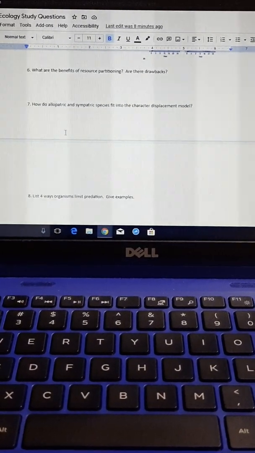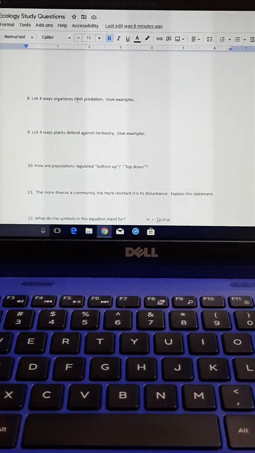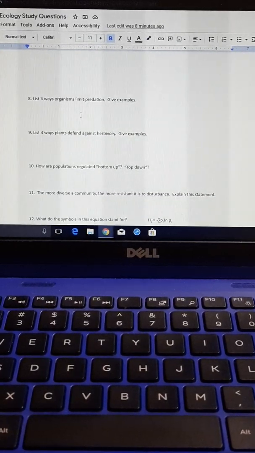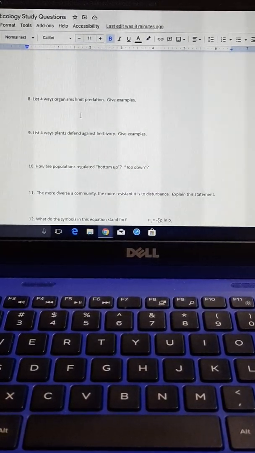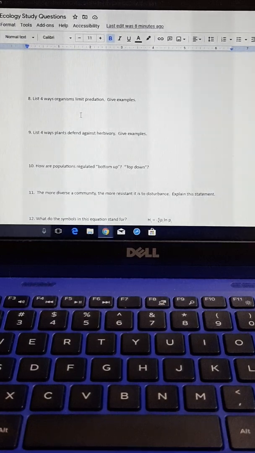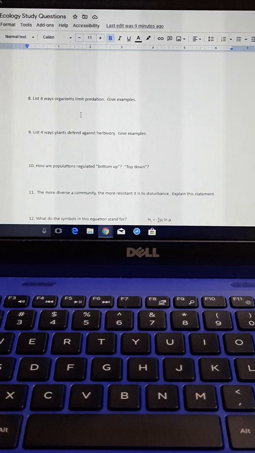We have the next one: four ways organisms limit predation. Predation is when an organism eats another consumer. We have cryptic coloration, which is blending in with the environment. We have aposematic coloration, which is warning colors, basically like a poison dart frog.